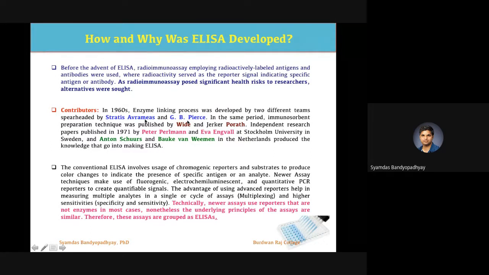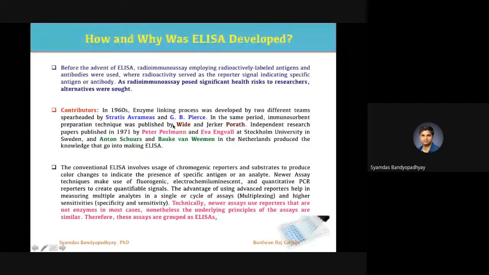So these are two great scientists who developed an assay to conjugate an enzyme with antibody, right? Pierce is a great scientist, who later on opened his own biotechnology company. In the same period, the immunosorbent preparation technique was published by White and Porath. So together they published the immunosorbent technique.